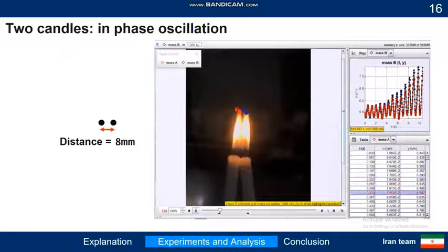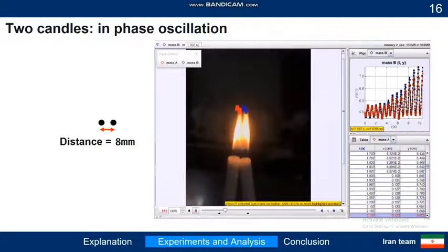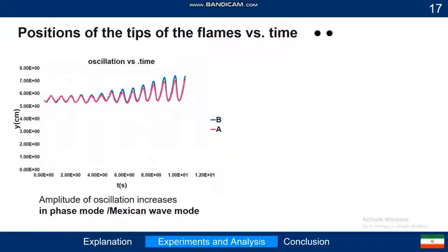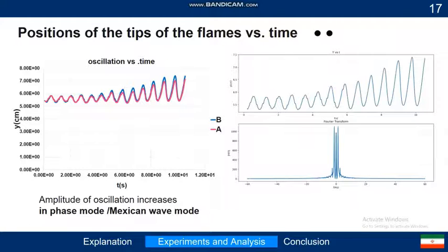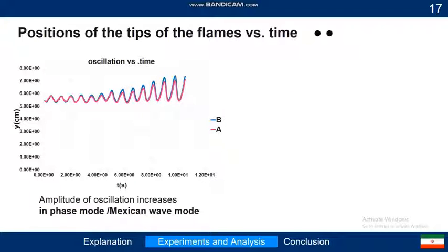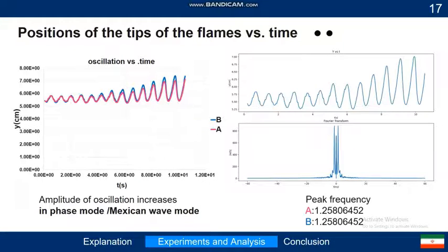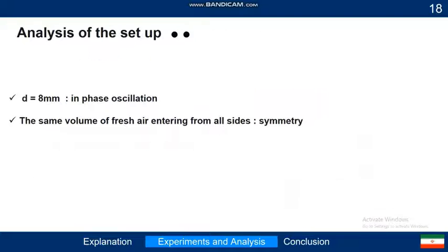Okay, in my first observation I tracked the tip of the flames, and you can see they had coordinated oscillations at 80 millimeters with two candles. When we track that, we use the Fourier transform to see the peak frequency, and as you can see, part A and part 2 are all similar in the peak frequency, so we called it in-phase mode.